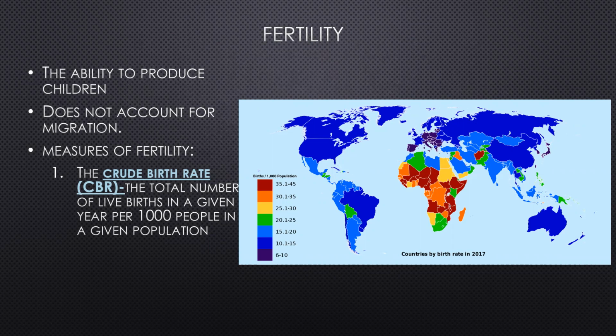The first one being the crude birth rate, or the CBR. It's the total number of live births in a given year per 1,000 people in a given population. So it could be read as such, if we're looking at Mexico, for example, 15 babies are born every year for 1,000 people. The global CBR in 2018 was at 18.2 births per 1,000, with developing, peripheral countries being at 21.3. The lowest CBR is found in Europe, and the highest, as you can see here, in Africa.